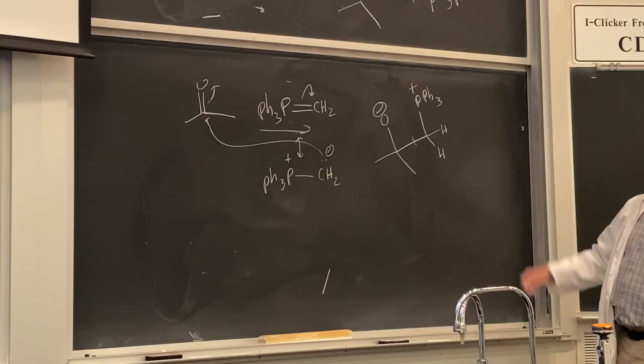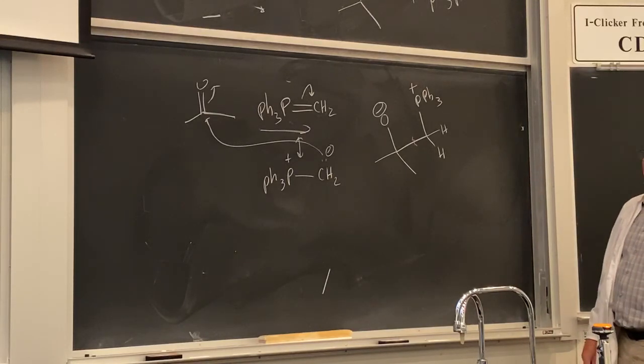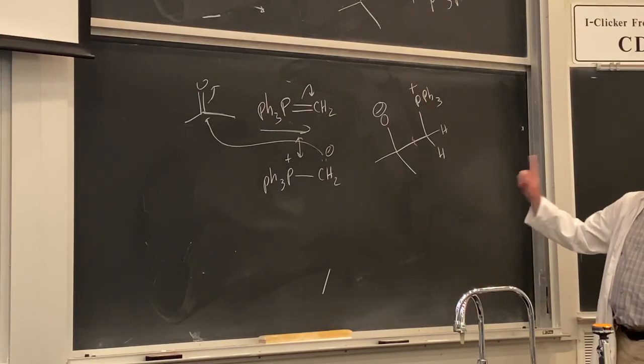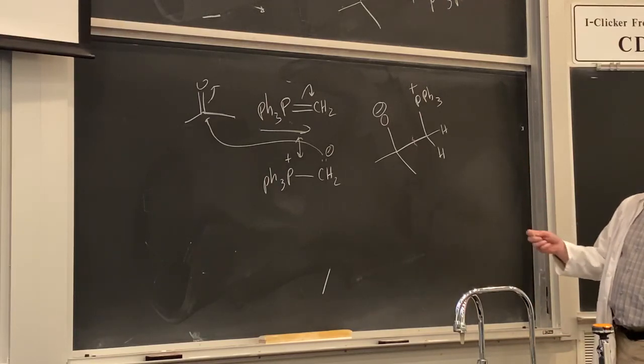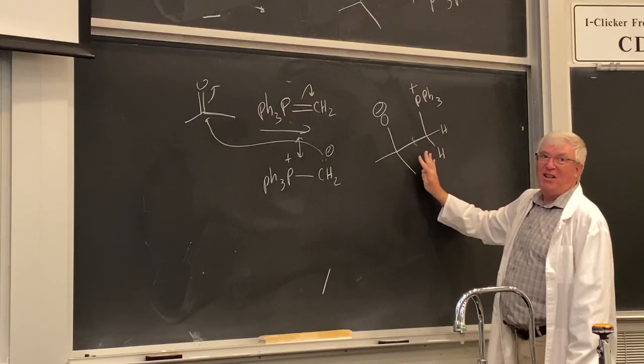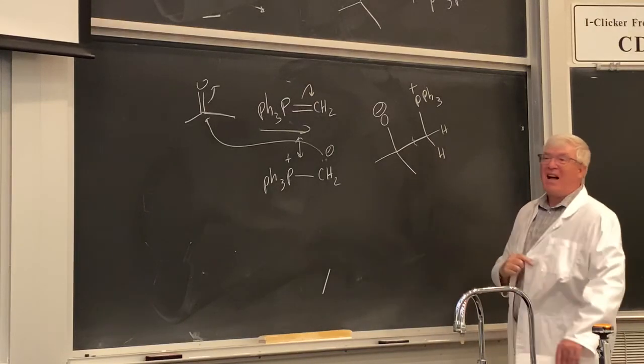This is sometimes called the betaine intermediate. Don't worry about that term. This is still a zwitterion, but it's not an ylide now. Remember, in an ylide, the 2 opposite charges are right next to each other. This has 2 opposite charges. It's neutral overall, but this is a zwitterion because they're not adjacent.